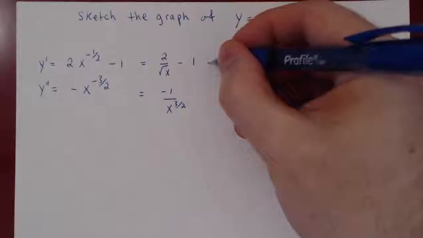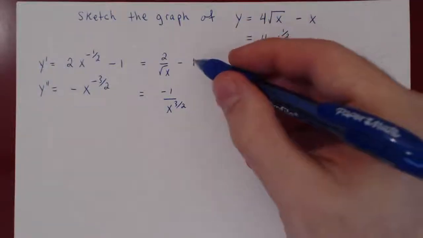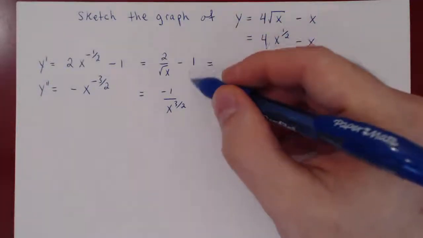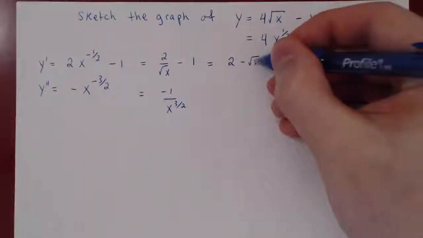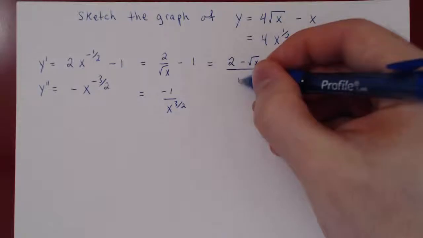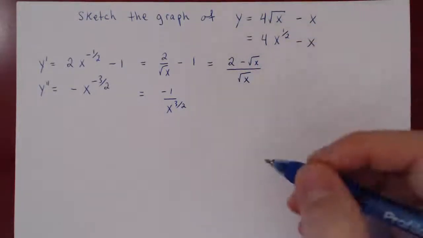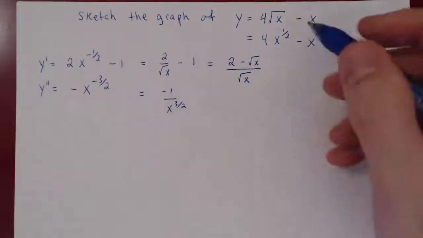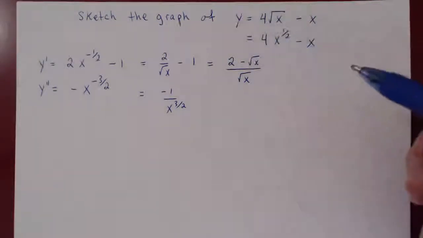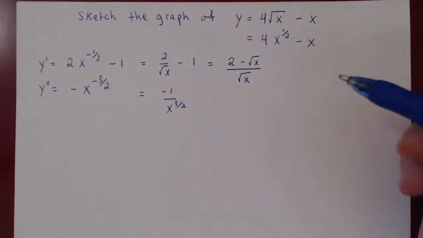If you want to combine the first derivative as a single fraction, multiply top and bottom by root of x over root of x, and you'll have 2 minus the root of x all over root of x. And now we're good to go. Let us first find the zeros of y and the intercept.